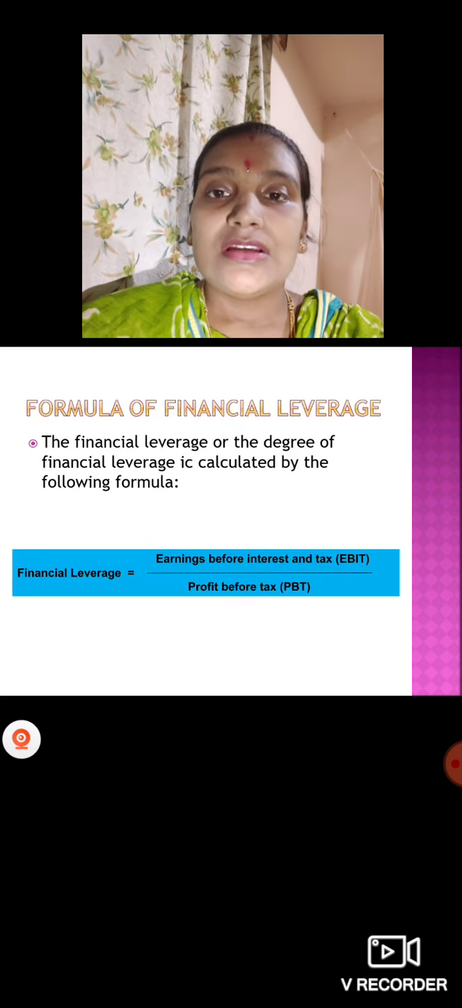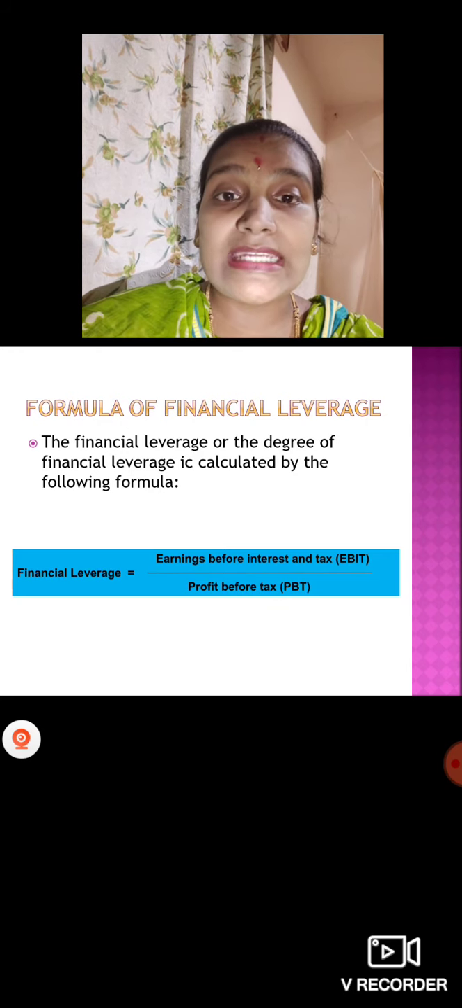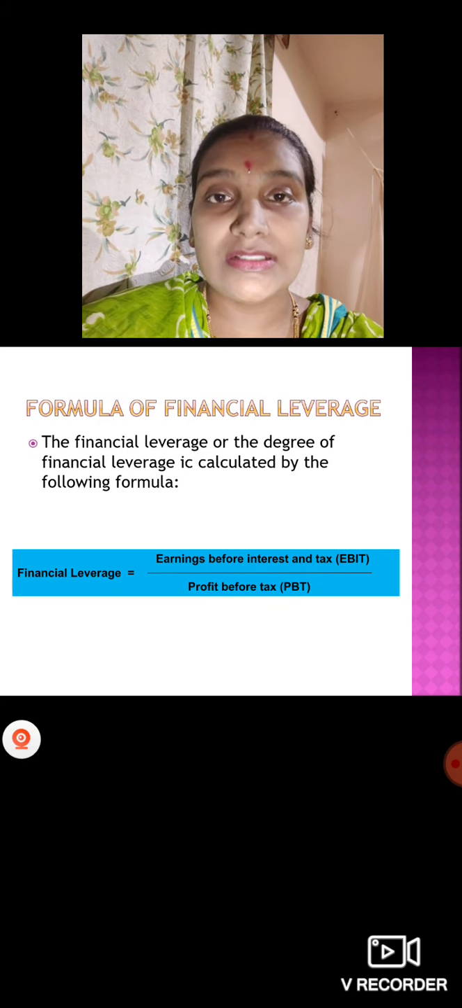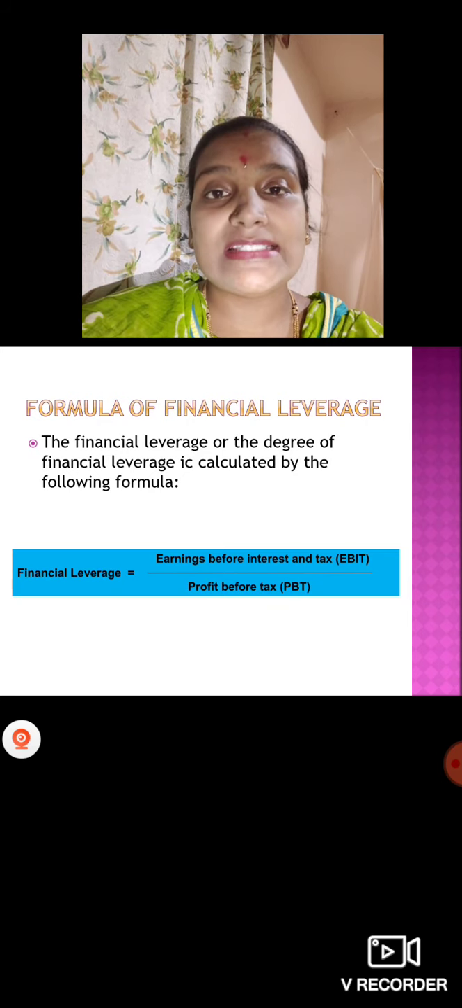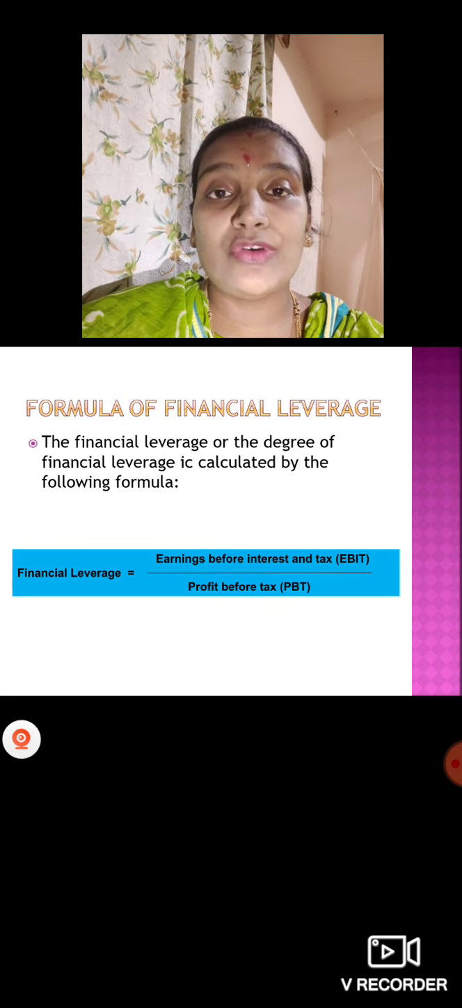So how to calculate financial leverage then? Financial leverage, or degree of financial leverage, is calculated with the following formula here. Financial leverage equals earning before interest and tax, meaning what the company has earned before paying the interest as well as tax. In short we call it EBIT. Then you divide it by profit before tax, meaning after paying the interest, before paying the tax. Profit before tax we call PBT in short.